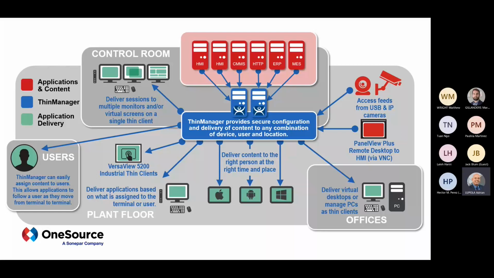This is a little bit of an eye chart, but I think it's a really good representation of where ThinManager sits with regards to the applications and content, which are in red, through to where this application and content is being delivered, which is in green. This is from users, control rooms, devices, or offices. It's that blue. It's that kind of, I'd say, the stickiness that allows the management between the content and the end device. In summary, ThinManager's main objective is really safely and securely deliver content in any combination of device, user, or location.